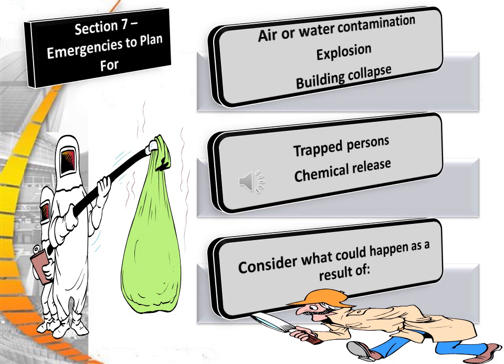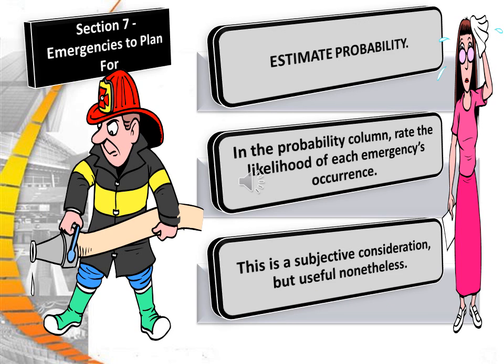You need to consider what could happen as a result of air or water contamination, an explosion occurring, a building collapse, trapped persons from a number of sources, a chemical release. Estimate the probability of each incident. In the probability column, rate the likelihood of each emergency's occurrence. Of course, it's a subjective consideration, but it can be useful nonetheless.